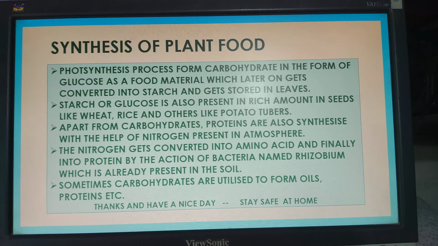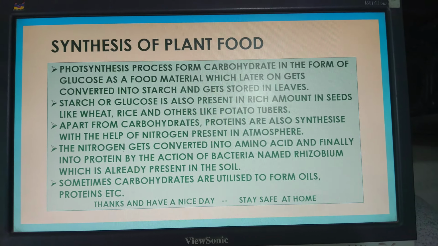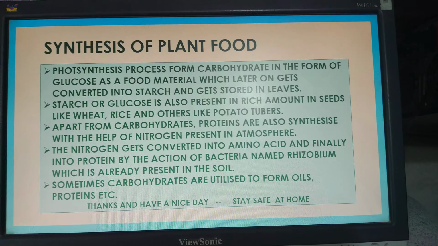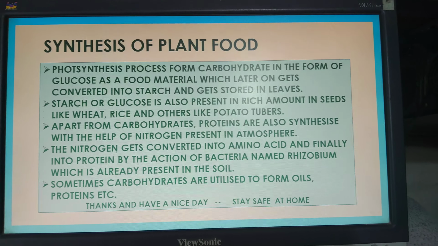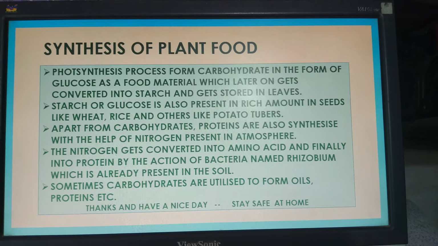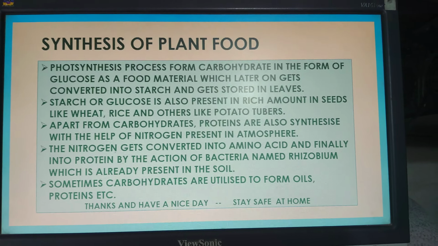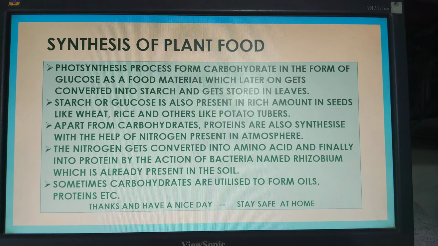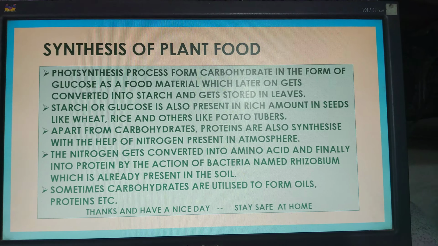Apart from carbohydrates, proteins are also synthesized with the help of nitrogen present in the atmosphere. The nitrogen gets converted into amino acids and finally into proteins by the action of bacteria named rhizobium, which is already present in the soil. Sometimes carbohydrates are utilized to form oils, proteins, etc.